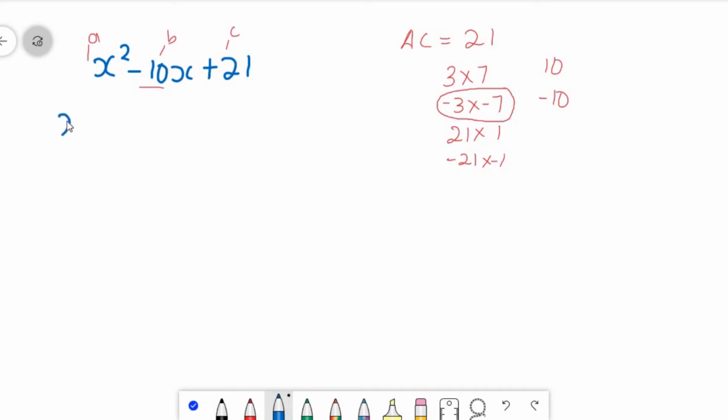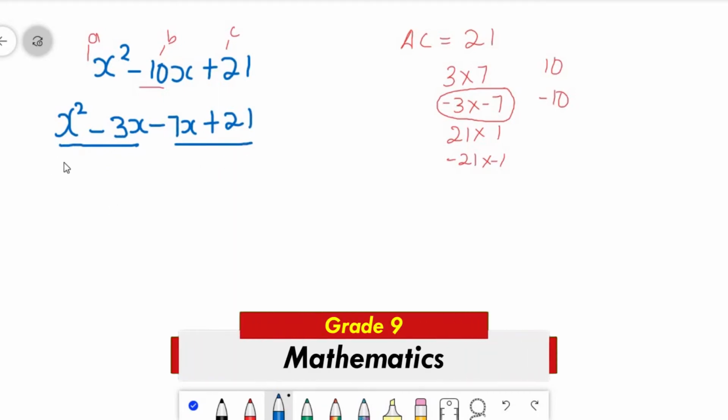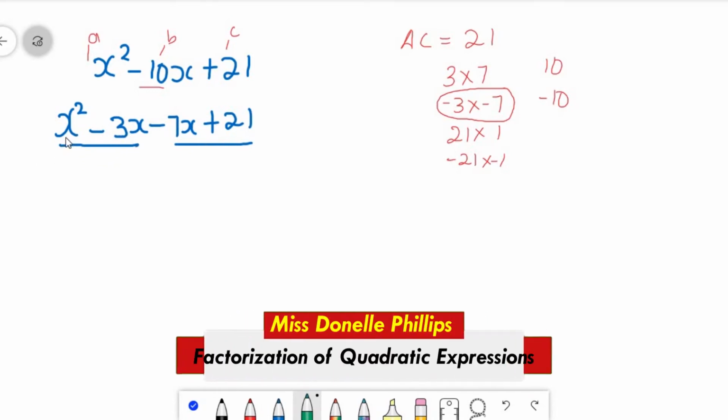So let's go. We now have x squared minus 3x minus 7x plus 21. All right, so we're going to factorize. We're going to group these and factorize them, and then we're going to group these two and factorize them. So let's look at the first pair. X squared minus 3x. The only thing that is common between these two terms would be the x.